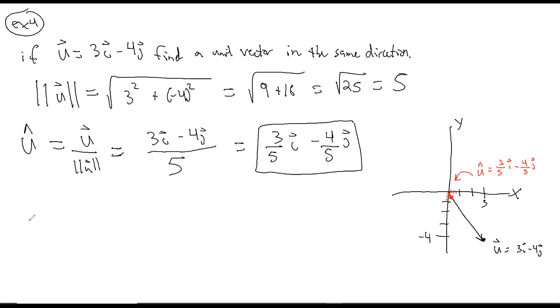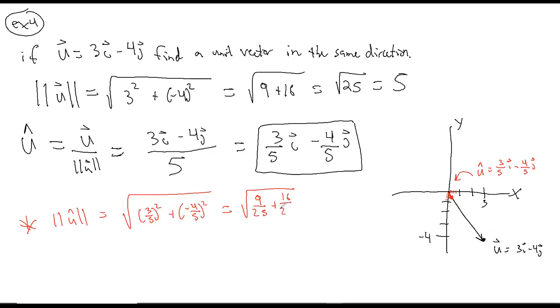And if you don't trust me, let's show the length. Let's show the magnitude of u hat. That would be the square root of the sum of the squares of the components. So 3/5 squared plus negative 4/5 squared. Just square tops and bottoms independently. So that's the square root of 9 over 25 plus 16 over 25, which is the square root of common denominator. Add the tops. 9 and 16 is 25. And guess what? 25 divided by 25 is 1. And the square root of 1 is 1.